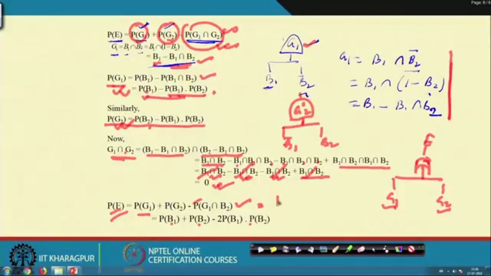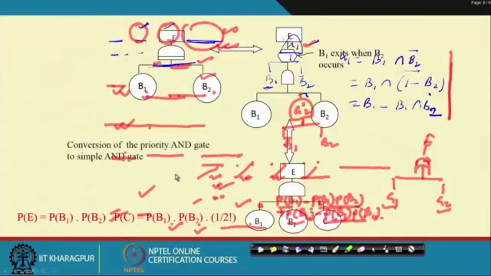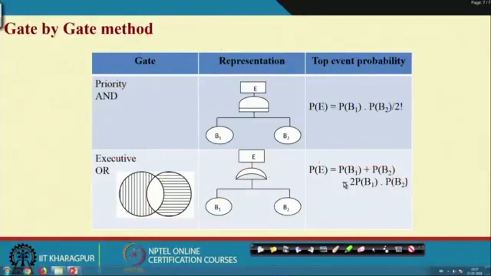So, okay, this can be written like this: PB1 minus PB1 PB2, this is for this part. Plus PB2 minus PB1 PB2, then this part is 0. So then PB1 plus PB2 minus PB1 into PB2 minus PB1 into PB2, that is the derivation. So if you go back, you see this is the derivation: exclusive OR gate, PB1 plus PB2 minus 2 PB1 into PB2.